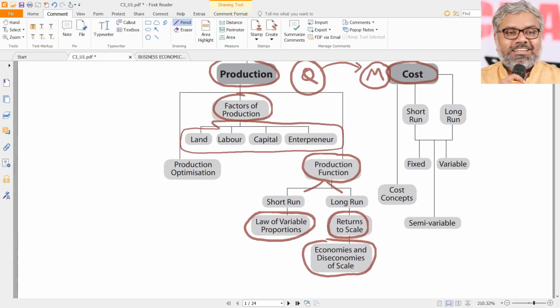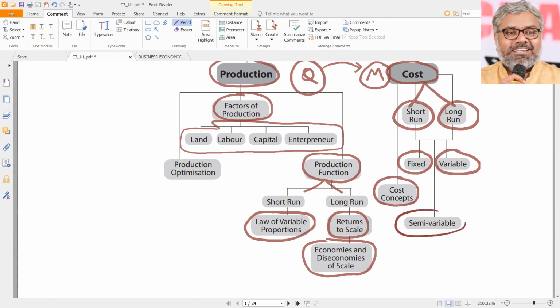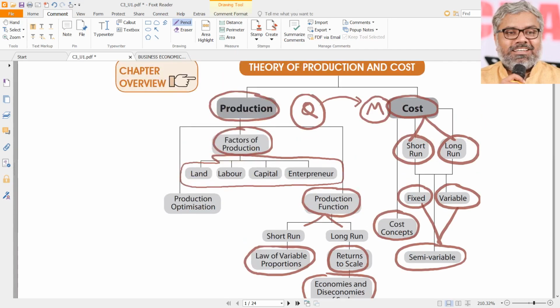The same type of classification will extend to the cost theories also. They also are classified into long run and short run. And costs can also be classified as fixed cost and variable cost. We will discuss all those things in the cost theory. Various cost concepts we will discuss. The classification of fixed, variable and semi-variable, all those aspects we will discuss in unit 2 of chapter 3.